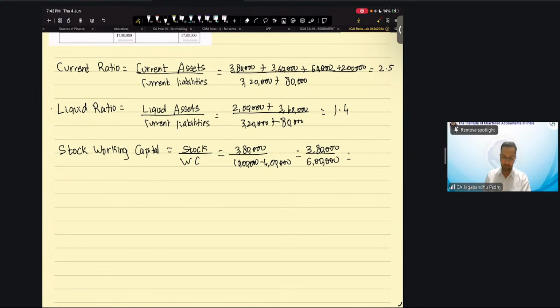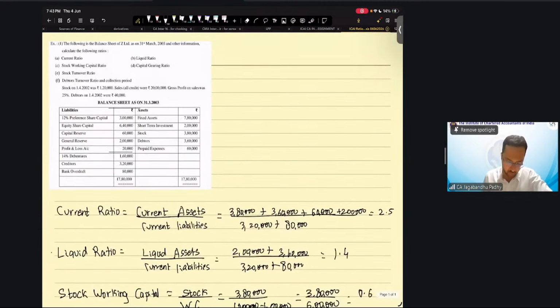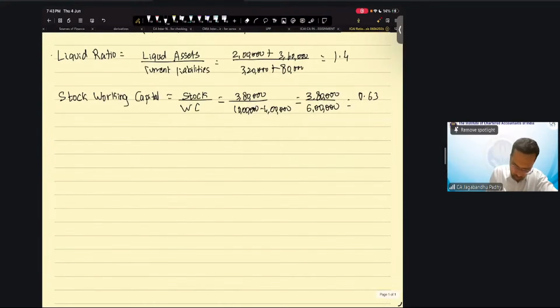So stock to working capital, how much is this proportion? 0.63. Okay. Now capital gearing ratio.